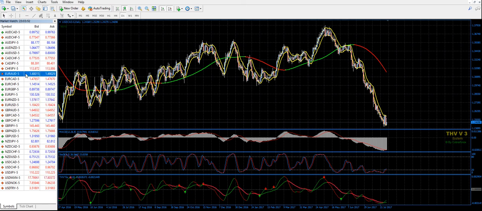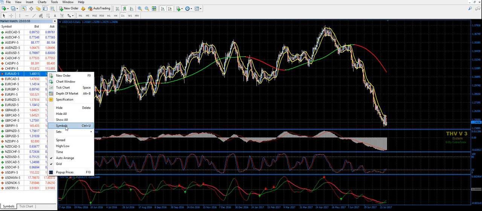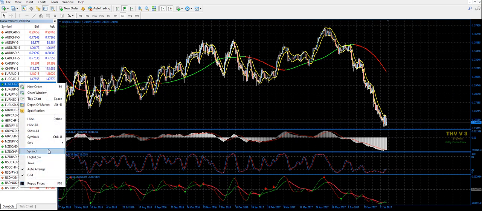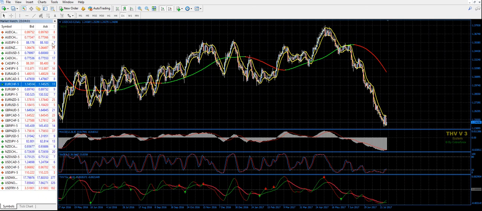For example, the Euro odd. In fact, maybe you don't even know this, but if you go and right click on any of your pairs here and go to spread, it'll show you the spread. Odd CAD 0.8 pips, odd franc 1.7, odd yen half a pip, well 0.8 now, 2 pips for odd New Zealand, 0.3 for odd. So these are tremendously better.